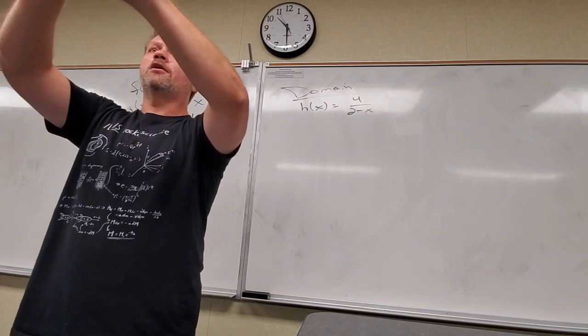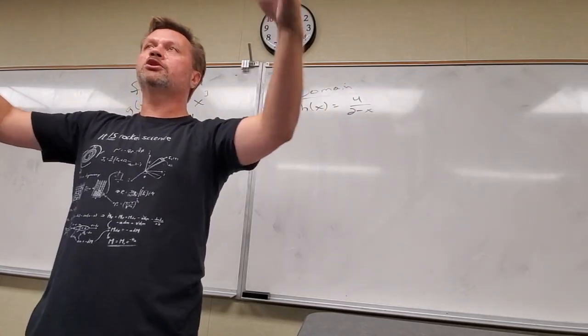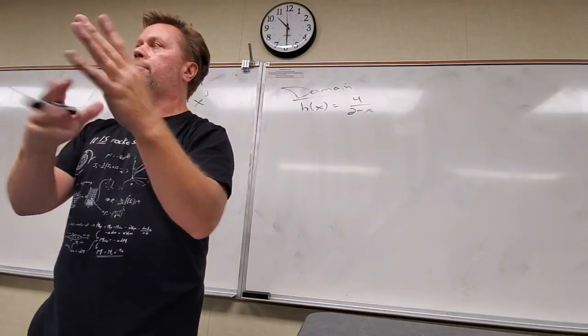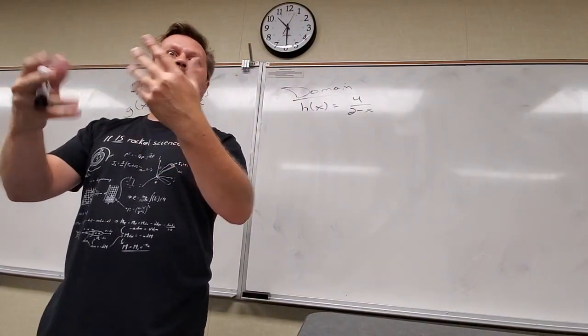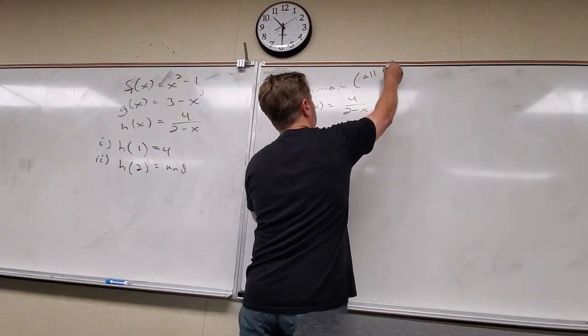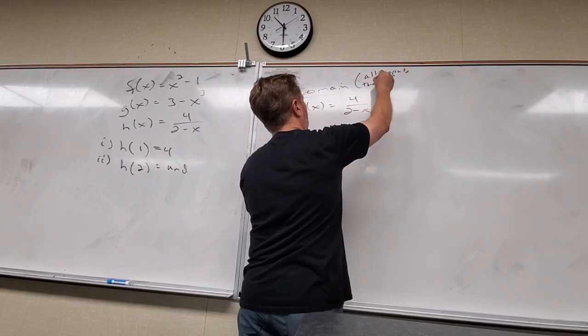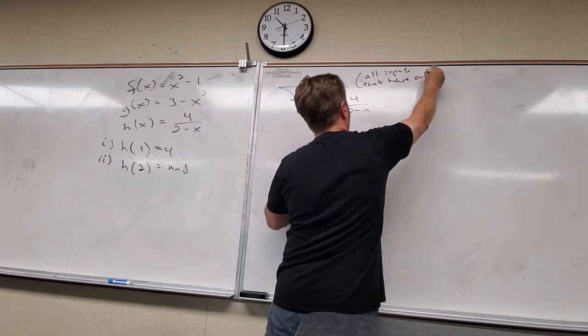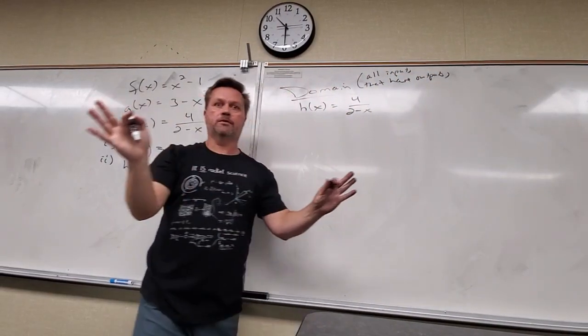So the domain is all the x values I'm allowed to use. More generally, it's all the inputs that have outputs. The range is all the outputs. The domain is all inputs that have outputs, and the range is just all the outputs.